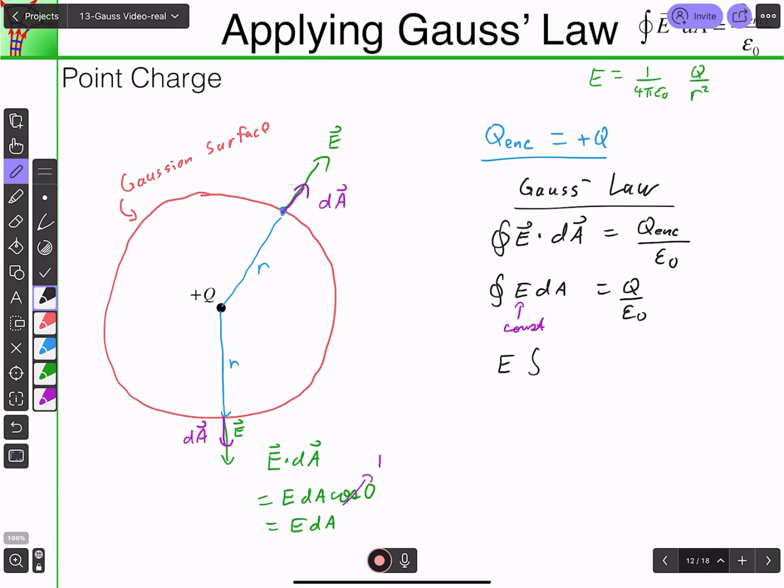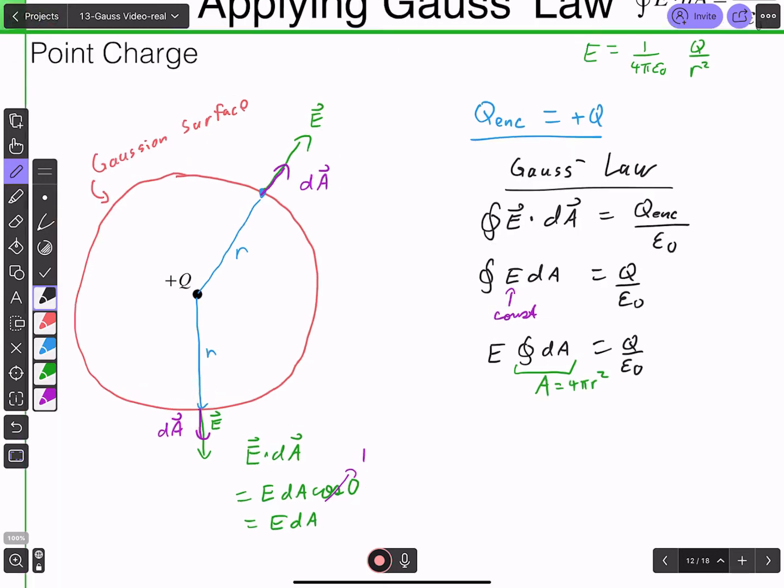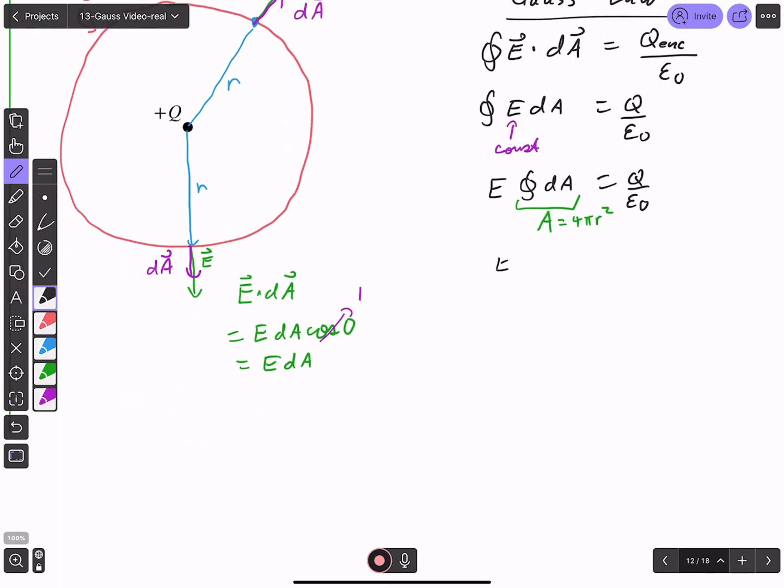I end up with the integral of dA, and with the E on the outside, Q over epsilon naught. So the integral over a sphere is just going to be equal to the area of the sphere. It's the integral dA, so it's just the area of the sphere, right? And the area of the sphere is 4 pi r squared. So this becomes E times 4 pi r squared is equal to Q over epsilon naught.